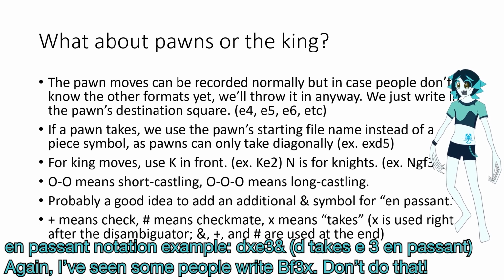But other than that, the ampersand, the plus, and the pound signs are going to be used at the end. Say, for example, D takes E3, ampersand, because D takes E3 is en passant.